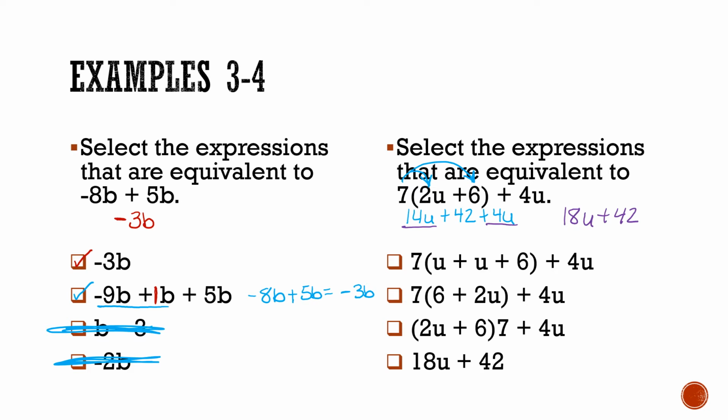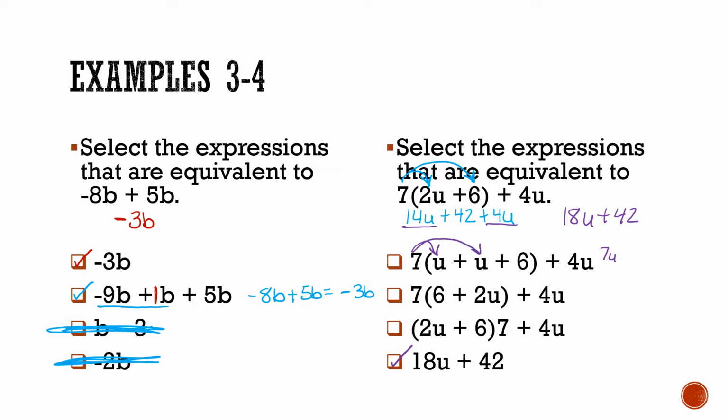Now, in your answer choices here, you're going to have to solve or simplify each one of these answer choices to see which ones match 18u plus 42. Obviously, we can go ahead and check this last box because that's exactly what we got. However, we're going to have to distribute the 7 in all the other answer choices. So 7 times u is 7u.